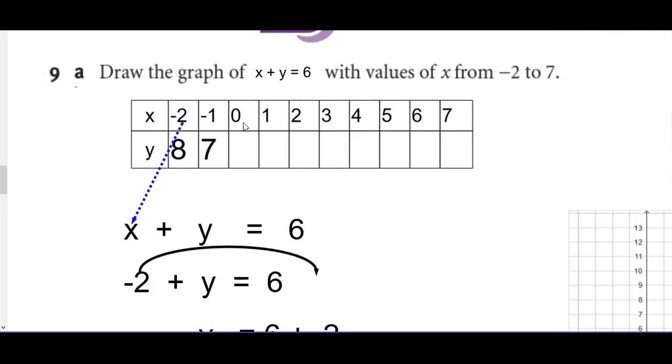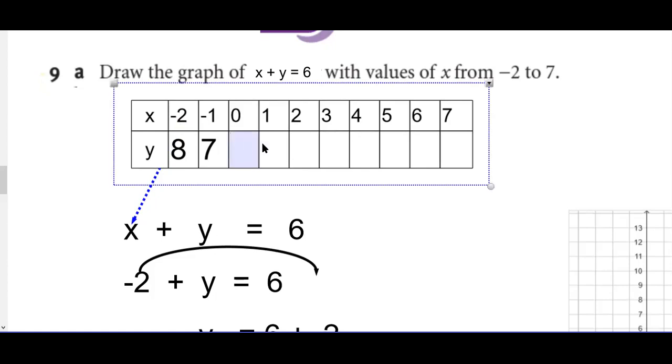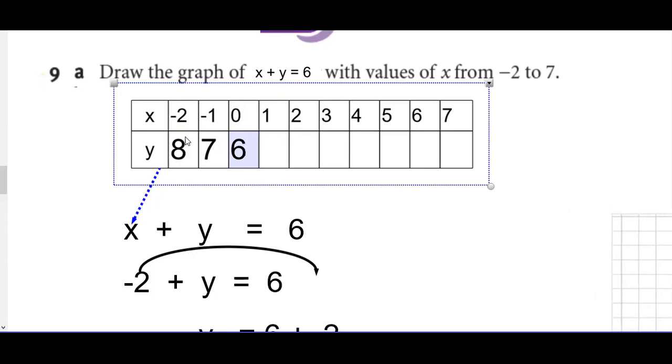How about x is 0? When x is 0, it will be 0 plus y, everything will be y equal to 6. So go ahead putting y as 6 here. How about x is +1? Now I need to do it like I have taught you when x is -2. Now this time x is +1.